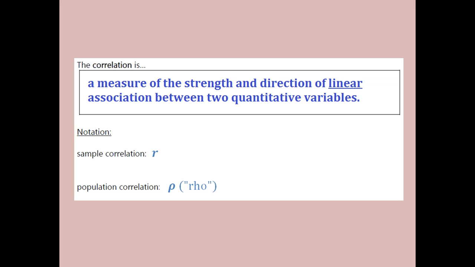The notation down below, the sample correlation is denoted by a lowercase r, population correlation is denoted by a lowercase Greek letter rho, which unfortunately looks a whole lot like a lowercase p, which we also use as notation for a population measure. That's kind of unfortunate, but that's the accepted notation and we just have to kind of work with it.